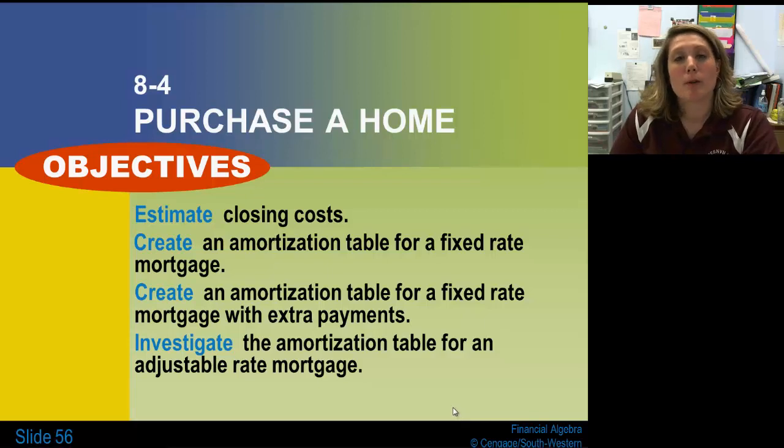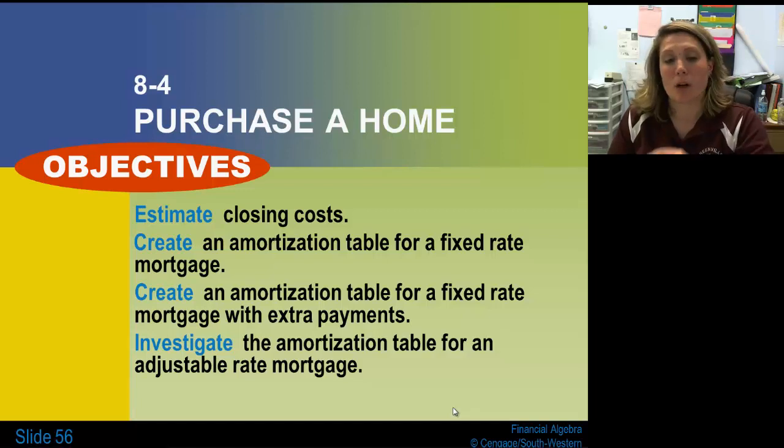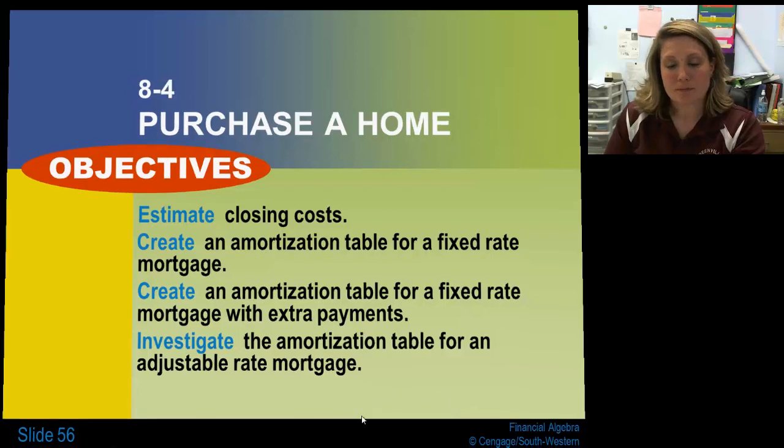So lesson 8-4, purchase a home. So we're going to estimate closing costs, create an amortization table for a fixed rate mortgage, create an amortization table for a fixed rate mortgage with extra payments, and investigate the amortization table for an adjustable rate mortgage.